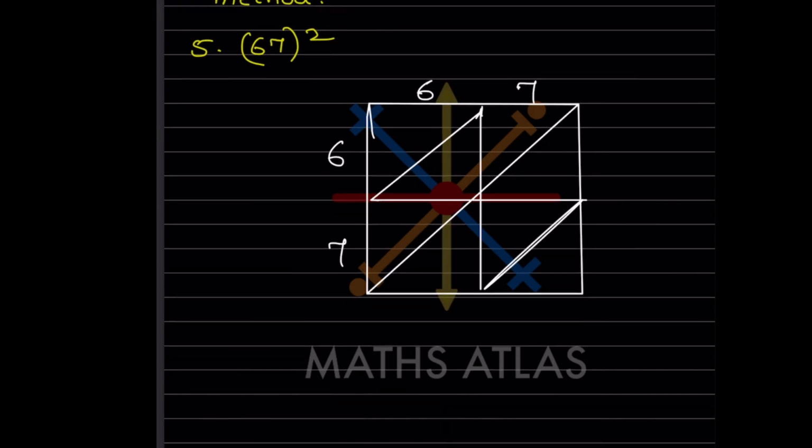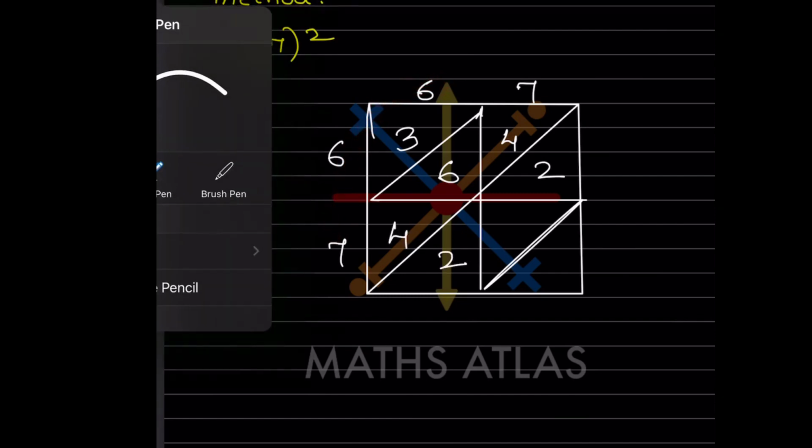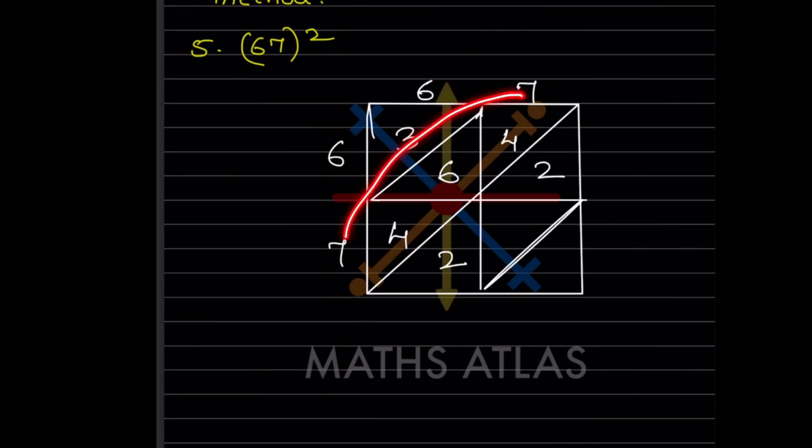Now here will be what? You are going to multiply this into this. So this is going to be multiply 6 into 6. That is going to be 36. So you will write here 3 and here you will write 6. Now what are you going to do? You will multiply this into this. So this is going to be 42. Now you will multiply this into this. So that is going to be 42. Now you are going to multiply this into this. That is going to be 49.